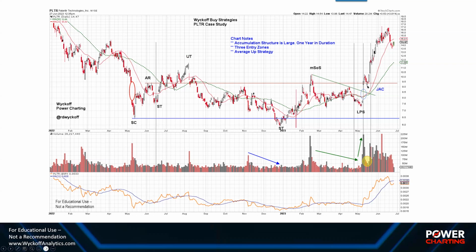Jump across the creek and the backup for a test. Very low volume you see here, this yellow area, and then it just starts to run, and the resistance zone here is a classic place to get busy and accumulate shares, because look at the near verticality of this advance. And so I put these delineation lines. This is phase A, phase B, phase C, final testing phase, and then phase D and E here.